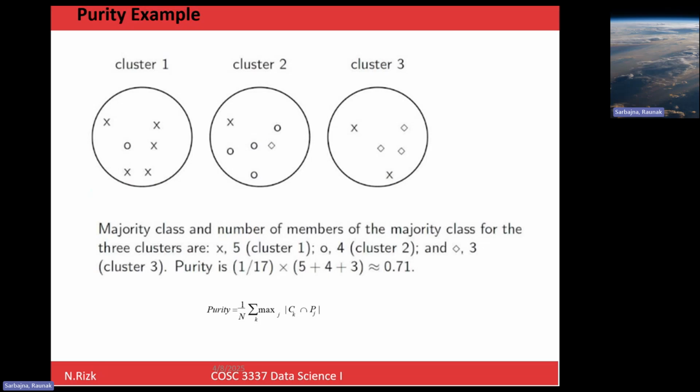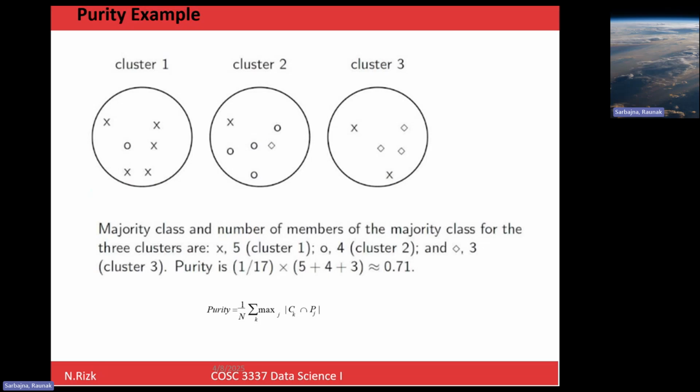Right. For this one, it's 1, 2, 3, 4. So 4 circles should be 4. And in this case, there are 1, 2, 3 rhombuses. So there are 3 rhombuses. So in this case, the majority class and the number of members of the majority class for the cluster are: for cluster 1, it's 5. For cluster 2, it's 4. And for cluster 3, it's 3.